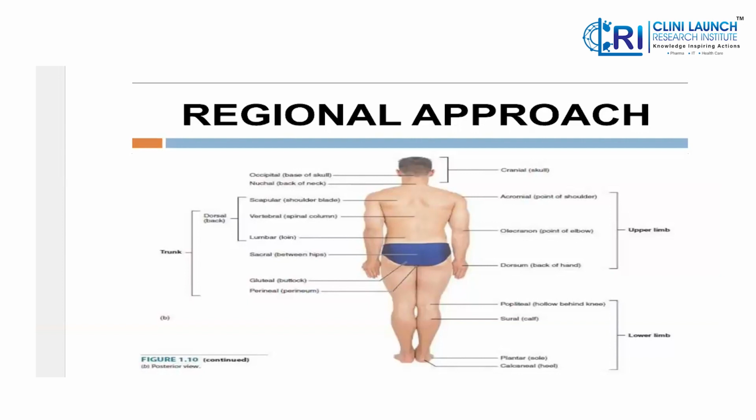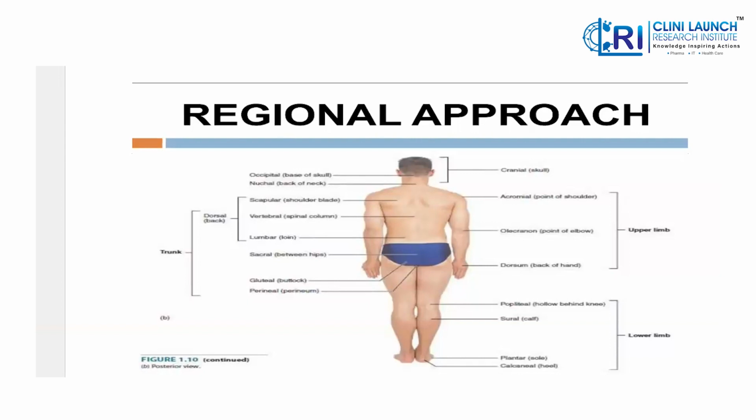Lumbar is the portion of the spinal cord. Sacral is a bone which is between the hips. We'll study everything. This is just the basic structure, anterior and the posterior. So the body is divided into anterior and posterior plane.